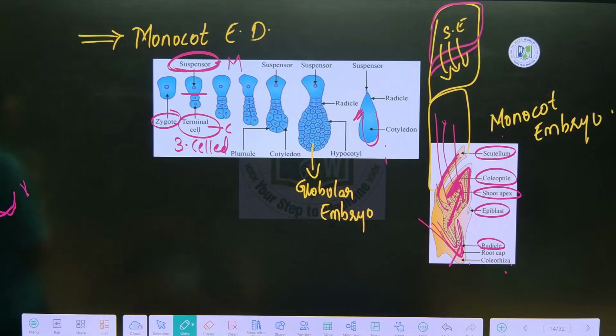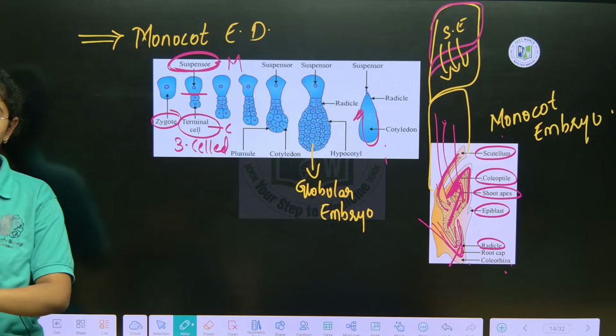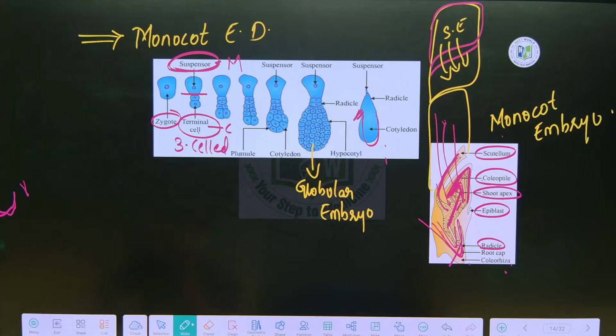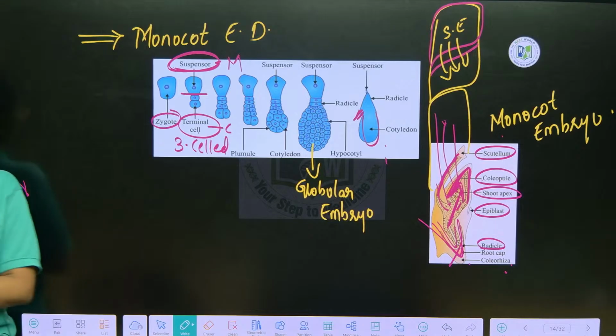If embryo development is done, then seed formation and fruit formation, then previous year questions. What is that? Revise the examples. If you don't revise, it will be volatile easily, Kunal, I am telling you.